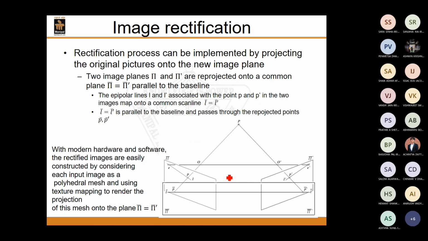Okay, so this is the illustration of the same thing that was discussed earlier, that is, given a baseline. This pi bar and pi bar dash given here is a hypothetical plane which, let's say, contains the baseline. So given a baseline, all these epipolar lines would be aligned in such a way that they are parallel to the baseline, and then we do the search.